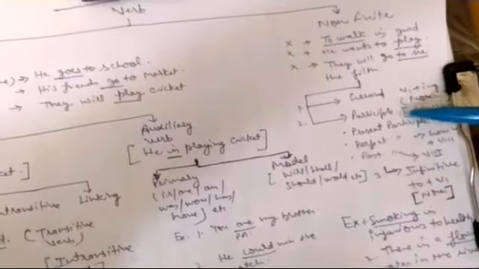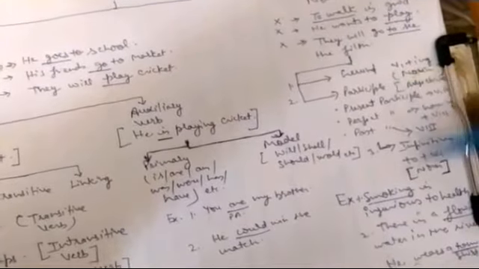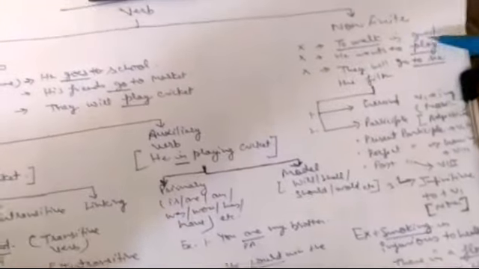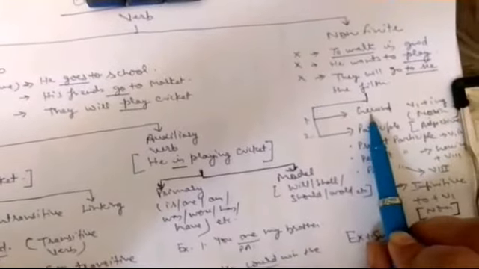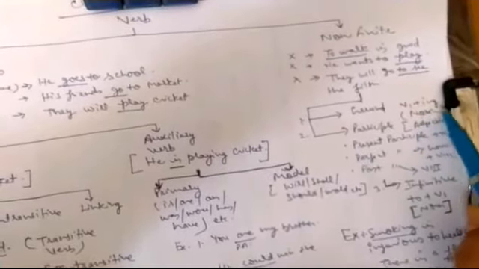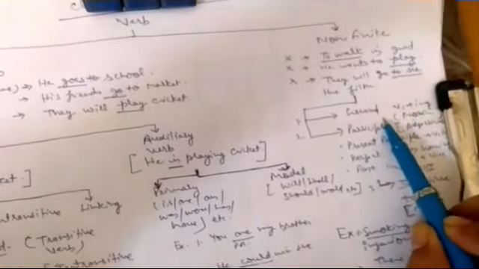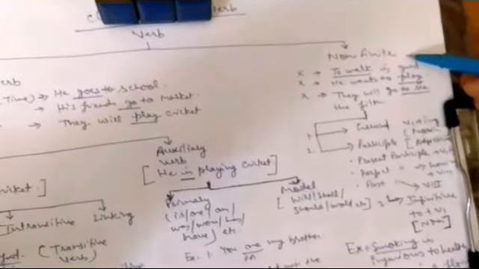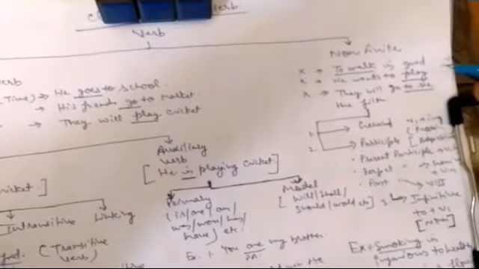Non-finite verb is further divided in three parts: gerund, participle and infinitive. Okay, in three parts. So gerund means V first plus ing. V first plus ing is called gerund. But before taking this, I will tell you one thing: non-finite verb does not indicate tense, number or person. It is used in the sentence as a noun or adjective.